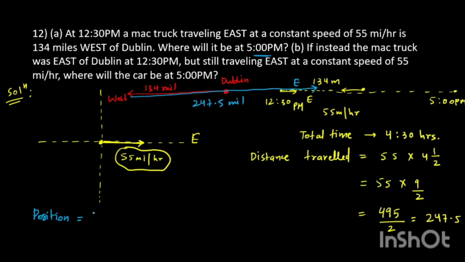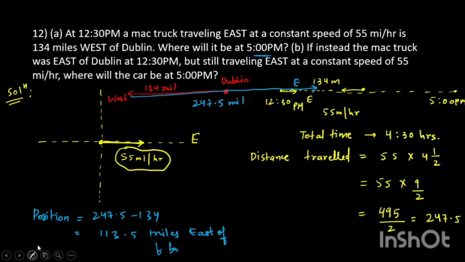So displacement is going to be 247.5 minus 134, which is approximately 113.5 miles. Now, what is the direction of this? We can say it is 113.5 miles east of Dublin, because now from Dublin it is moving towards east. So this is how we represent the position by considering the direction as well. This is the most important thing about it, east of Dublin.